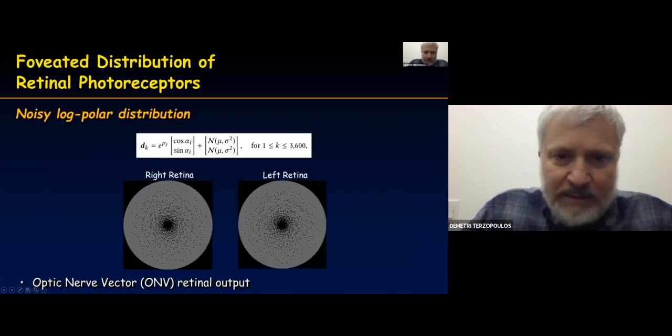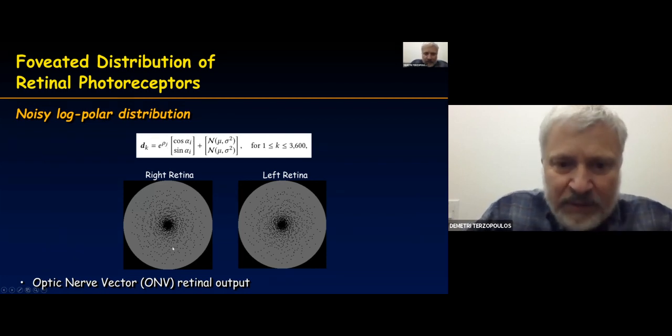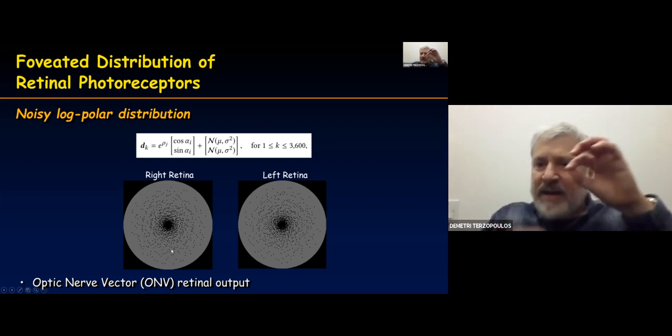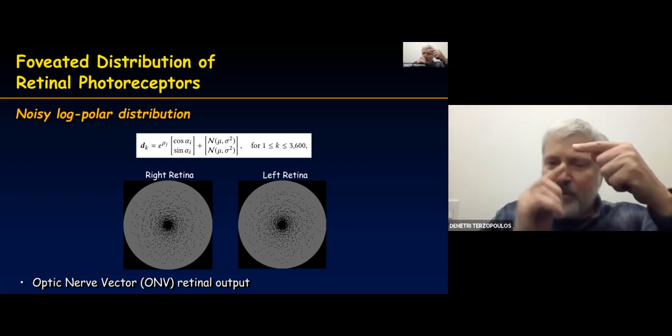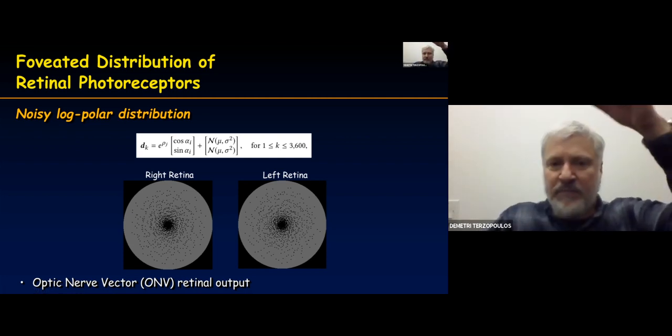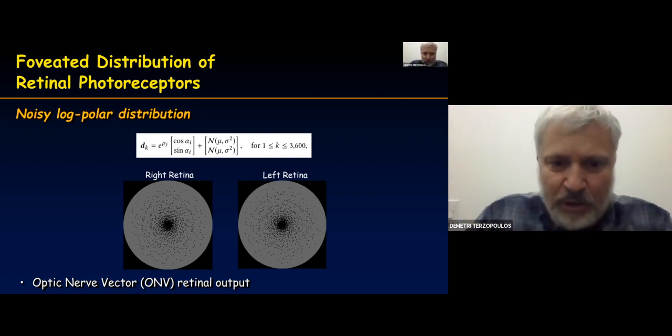Here's what it looks like mathematically, noisy log polar. And here you can see it flattened out, with high density of photoreceptors and lower density, for a total of 3,600 photoreceptors over here. So what comes out of here is not an image, but just a vector. Each component of the vector is simply the response of each photoreceptor to the light hitting the retina. So it's a one-dimensional vector of photoreceptor responses. We call that the optic nerve vector, or ONV.